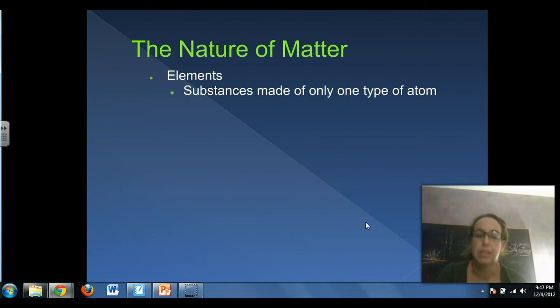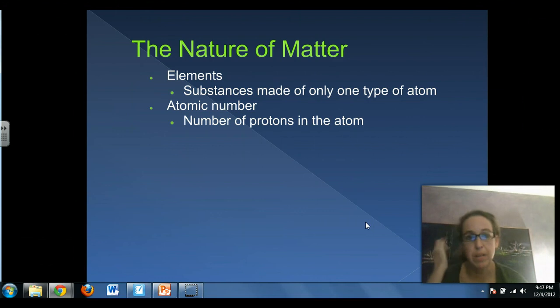They have millions of atoms in them, but the only type of atom they have in it is that type. So gold only has gold atoms. And the difference is their atomic number. The atomic number is the number of protons in the atom. So each element is different based on the number of protons that it has.